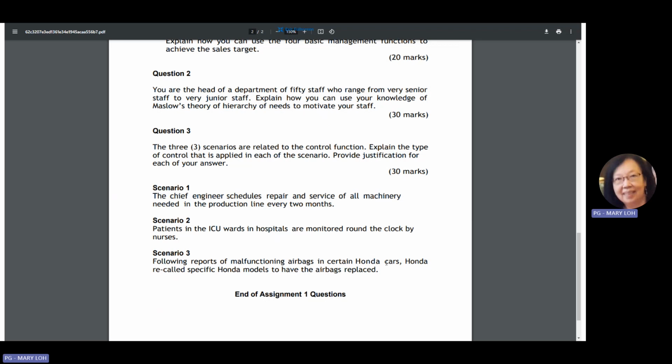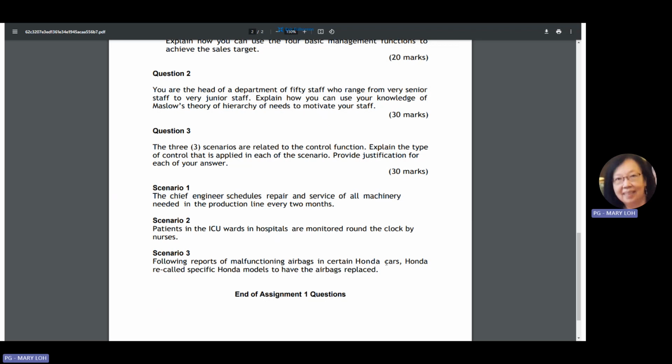So scenario 1, you are the chief engineer, or you can assume that you are the chief engineer, or just in general, the chief engineer schedules repair and service of all the machinery and equipment in the production line every 2 months. So every 2 months, there will be a schedule whereby the machine, whether they break down or don't break down, there will be maintenance. I guess those of you in the technical field or production department, you know, you have something like this, isn't it? This is not something that's created. This is something that actually happens.